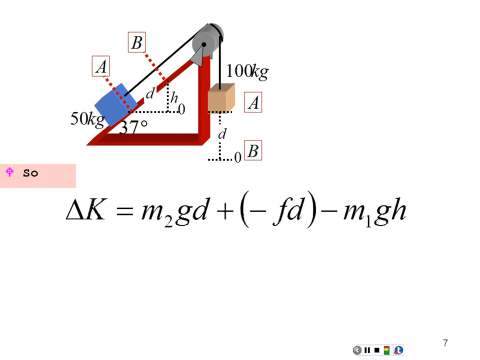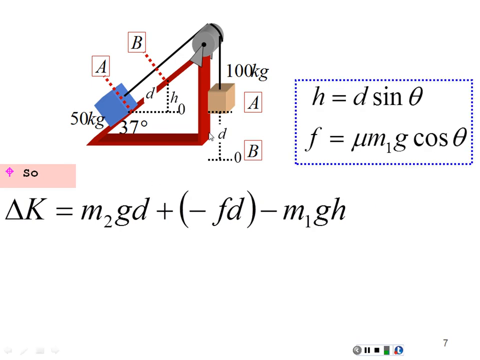So we're interested in h, which is d sine theta. We're also interested in the force of friction along the incline, which is equal to mu times the normal force. The normal force in this case is m1 g cosine theta. So friction is going to equal mu m1 g cosine theta.